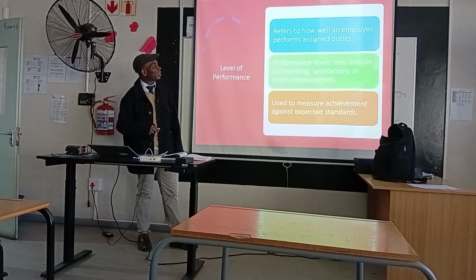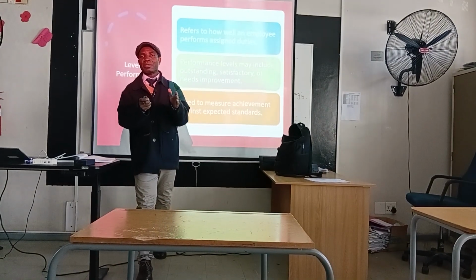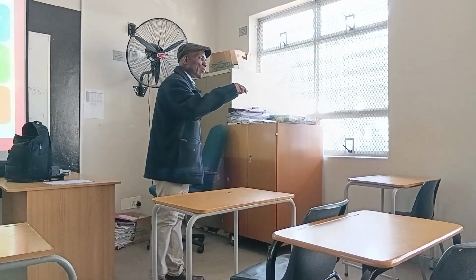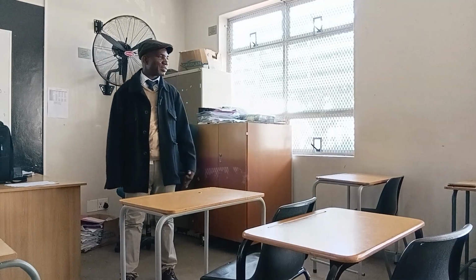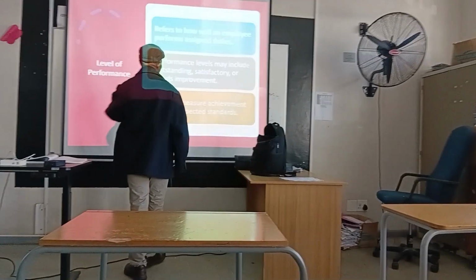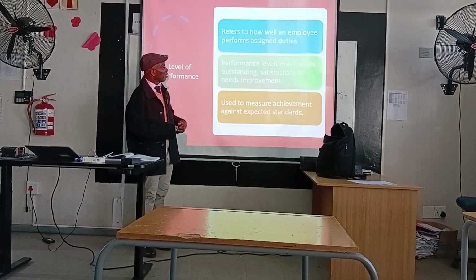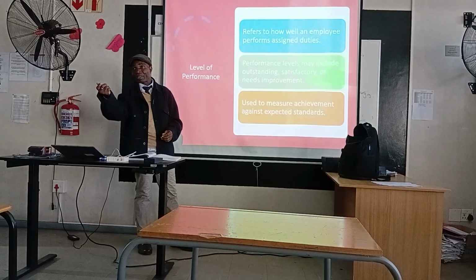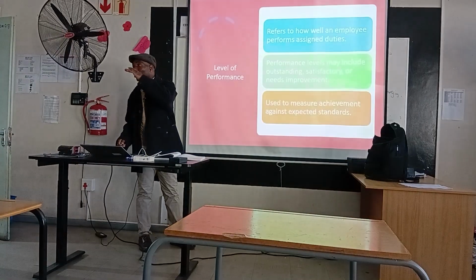So the level of performance. This one refers to how well an employee performed assigned duties based on core competencies. How well you are able to perform your assigned duties based on the core competencies. Do you understand what I mean? So performance level may include outstanding, right? These are the terms that can be used to qualify your performance levels. Outstanding, satisfactory, or needs improvement. So it can be used to measure achievement against the expected standard. Your achievement against expected standard. What is the expected standard? Right? Expected standard is rooted in your core competencies.